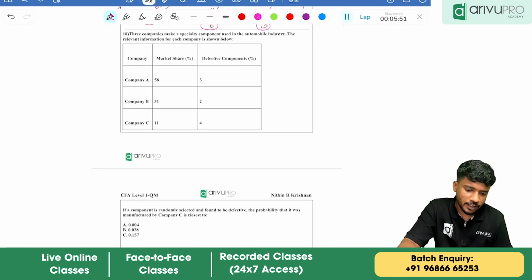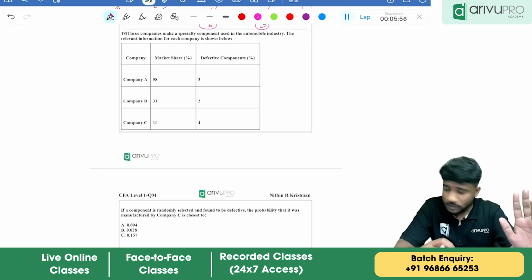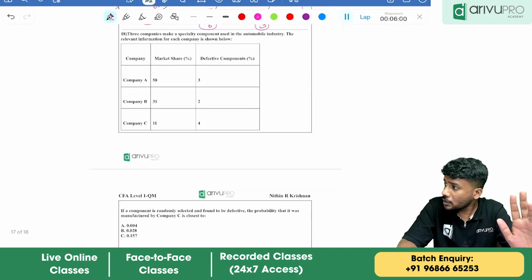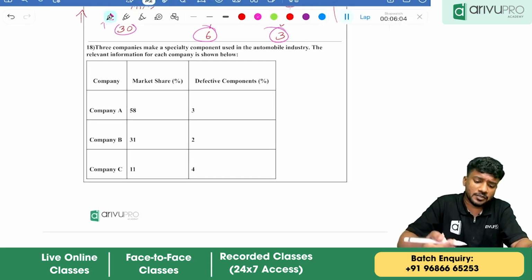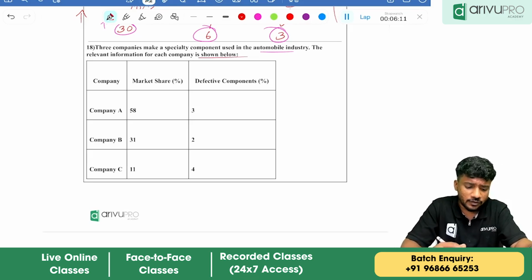Yes. Can you read it? Everyone, is it visible? Is it visible, Sheikh? Because the question is in the next page. Yes. So there are 3 companies that make a specialty component used in the automobile industry. The relevant information of the company is shown given below.